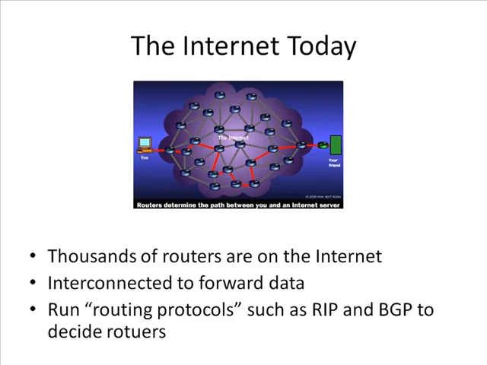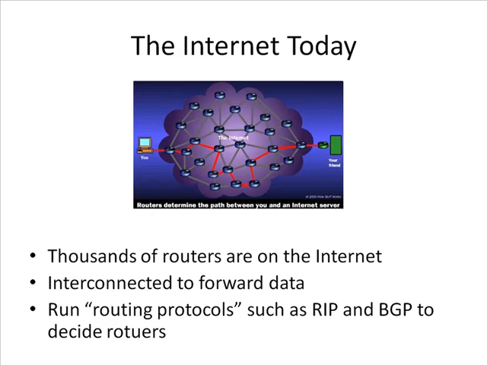So how does the internet look today? This could be you, and here is your friend with whom you're sharing information. The data goes through the internet through a web of hundreds and thousands of routers, where various routing protocols decide the exact path your packet takes to the final destination. There are thousands of routers on the internet today, and they are interconnected to facilitate data forwarding.